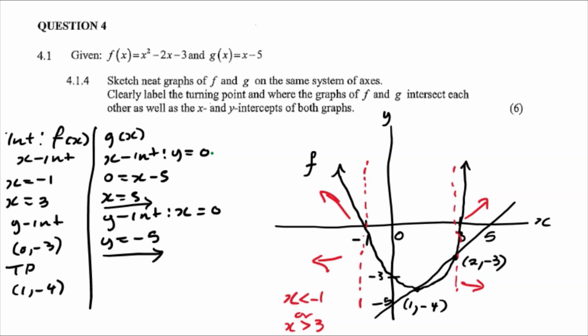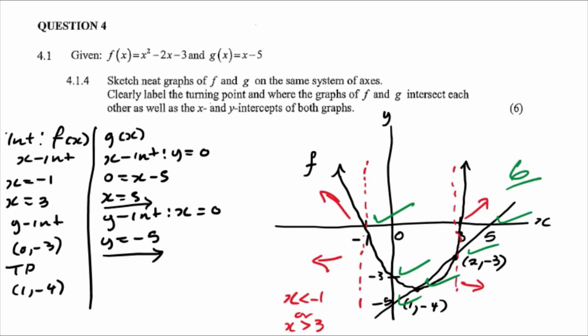So the first thing that you get a mark for here, you get a mark for the y-intercept of f. You get a mark for both x-intercepts of f, and then you get a mark for the turning point of f, and then also you get a mark for the point of intersection, and then you get a mark for the x-intercept of g, and then the y-intercept of g, and that is 1 2 3 4 5 6. That is your 6 marks.